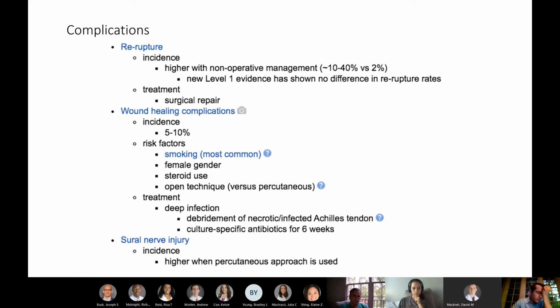So the true incidence of re-rupture following non-operative is probably about 10%, not 40. 2 to 3% re-rupture is the quoted incidence with operative, and most of the operative ones that re-rupture are probably somewhat patient compliance issues. Again, wound healing is the issue. Smoking increases that risk.